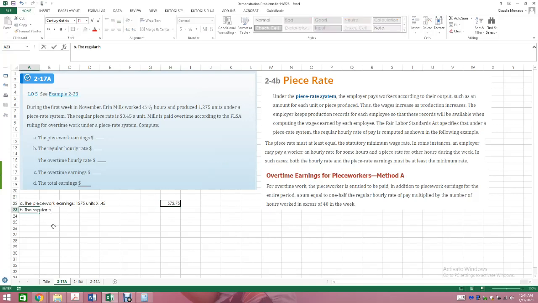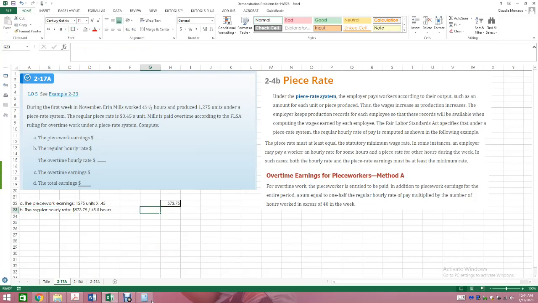Now, letter B. The regular hourly rate. We know that this employee earned $573.75, which we calculated in letter A. We're going to divide by the total number of hours worked. How many hours did he work? 45 and a half. And that is going to give us our hourly rate.